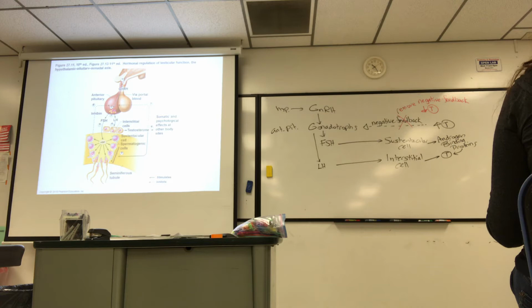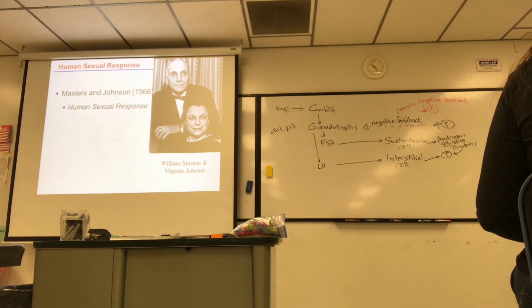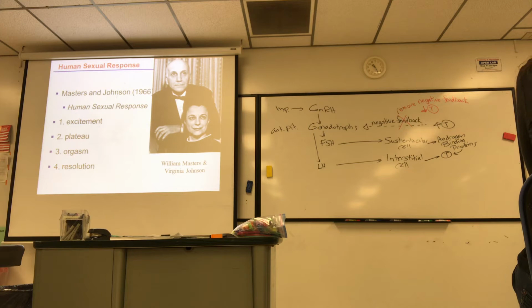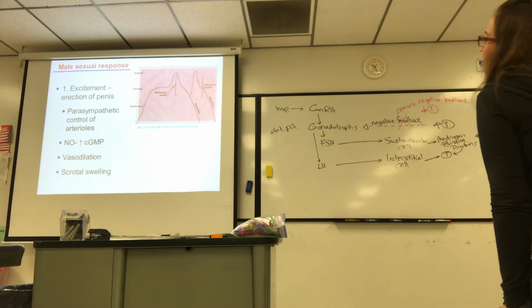The last slides in terms of physiology are the human sexual response, first studied by Masters and Johnson. Most textbooks usually refer to their research. They observed four basic phases during the human sexual response: excitement, plateau, orgasm, resolution. And there are some gender differences. I'll go through the male ones first, and I'll focus on the physiology.